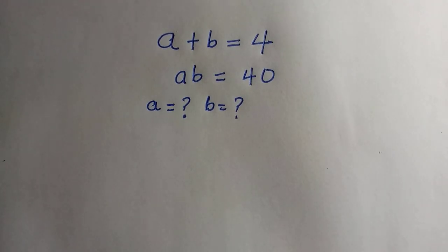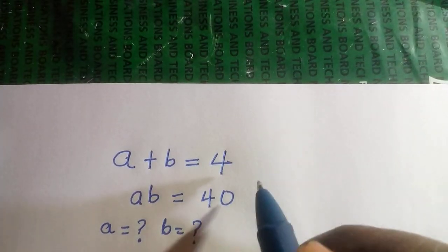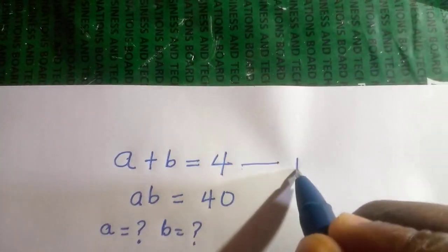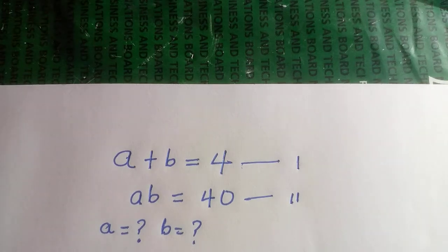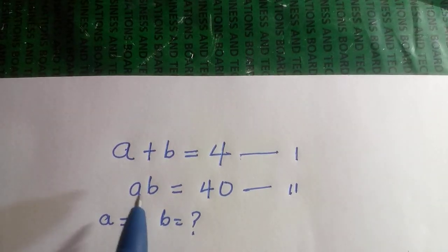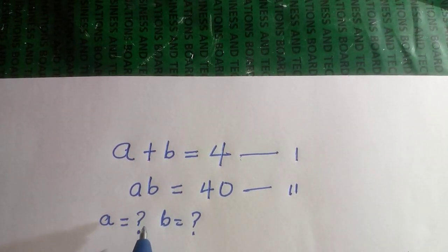How to solve this system of equations where we have a plus b equals 4 and ab equals 40. We want to find the values of a and b that satisfy this. The first thing we are going to do, since we know these are two equations, is name this equation 1 and this equation 2. The first equation is the sum and the second equation is the product.